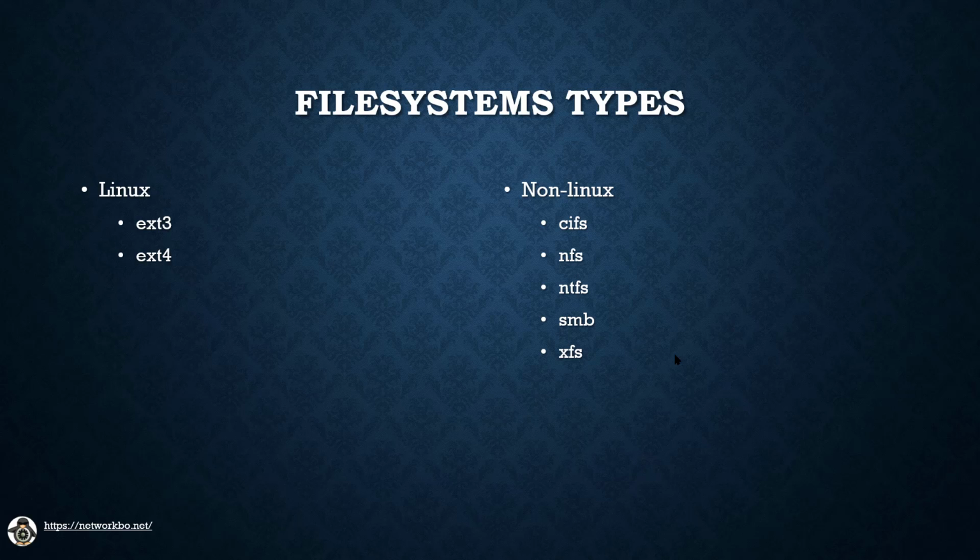Some of the more common non-Linux file system types are CIFS, the Common Internet File System created by Microsoft, NFS, which is the Network File System, an open source standard for network storage devices, NTFS, which is the New Technology File System created by Microsoft, SMB, which is Server Message Block for network storage and interacting with network devices, and XFS, the X file system, which provides advanced high-performance features and is still used today.